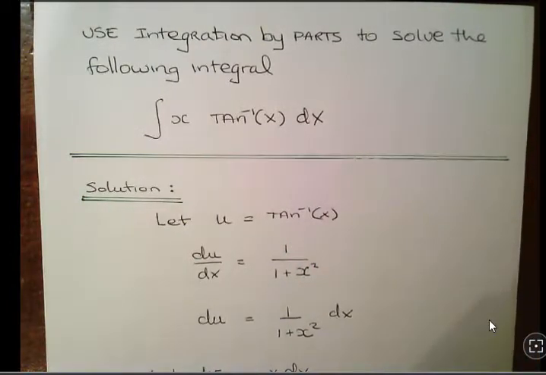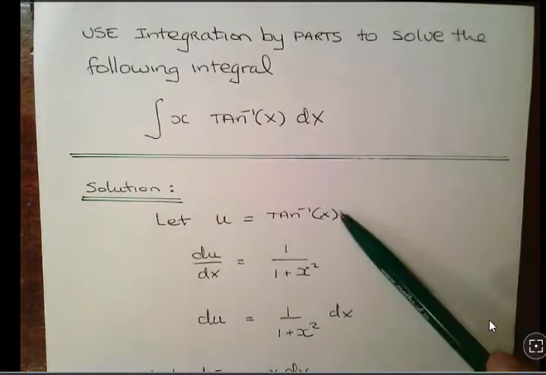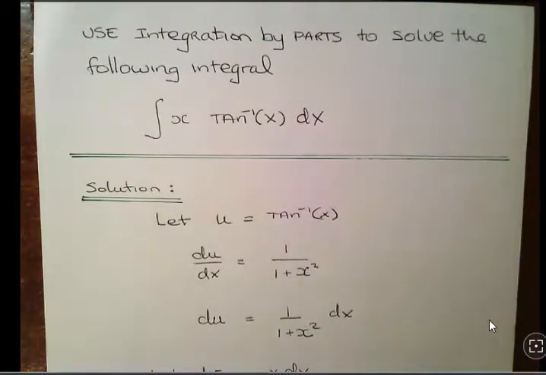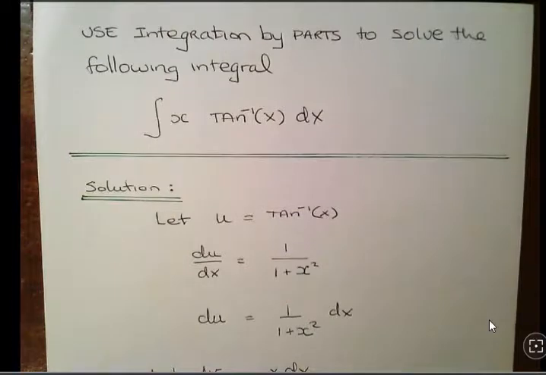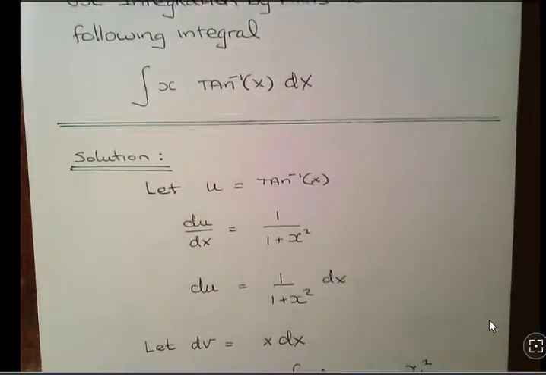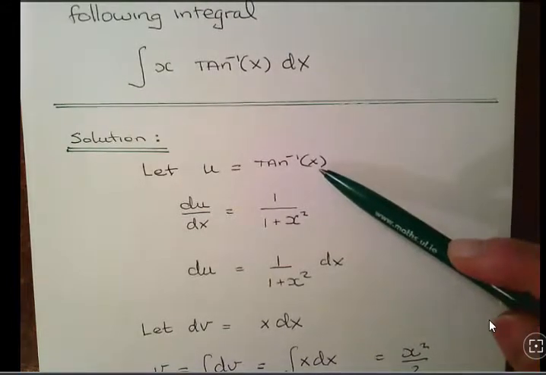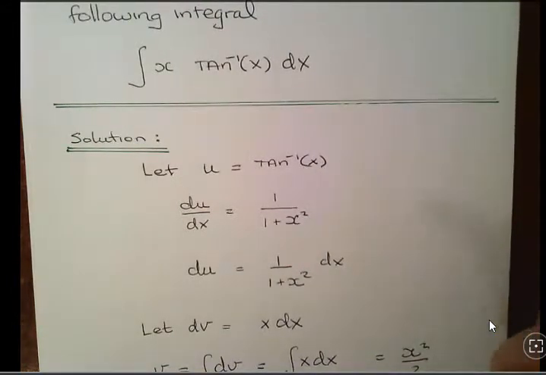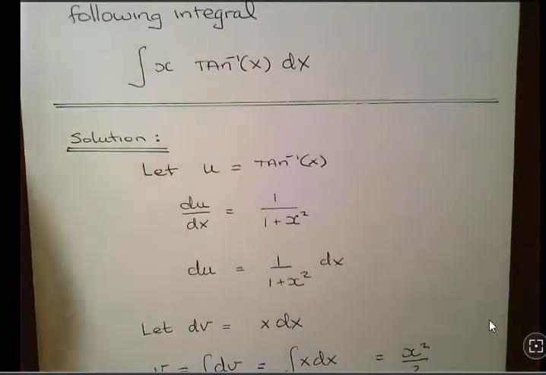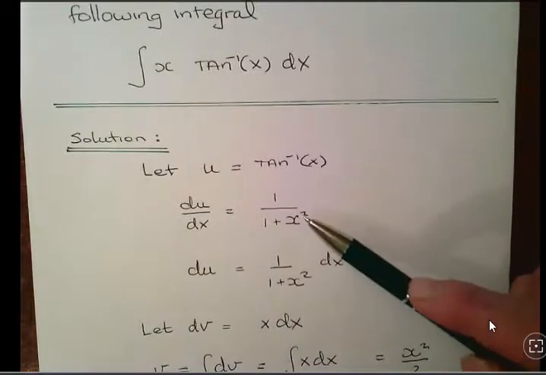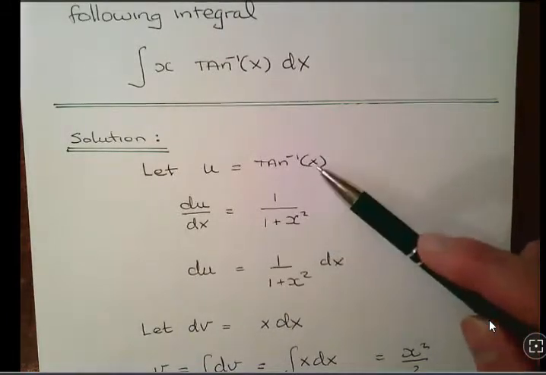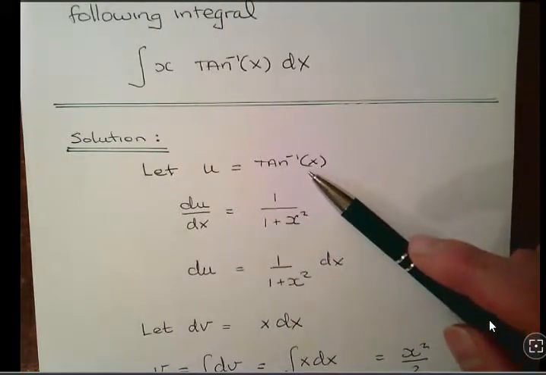Something to remember is the LIPET rule, the L-I-P-E-T rule. I'm not going to get into that here, but that is why I went with that particular choice. In these sorts of examples, it's fairly useful to have a formula sheet for differentiation. So what is the derivative of tan to the minus 1 of x?